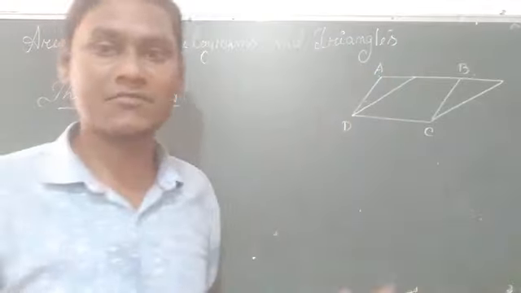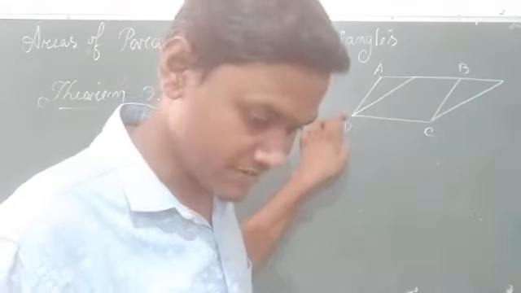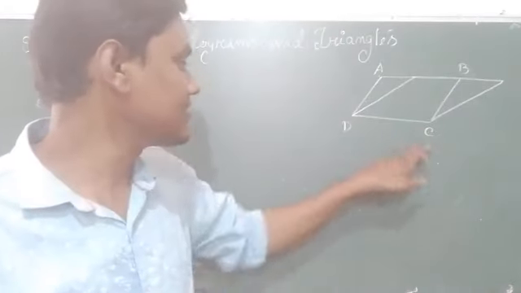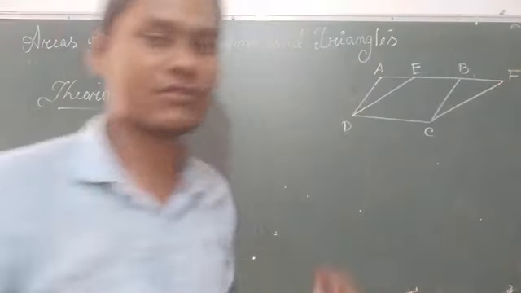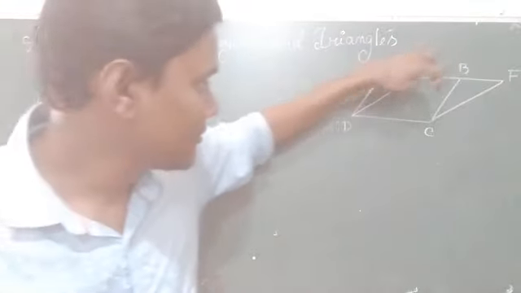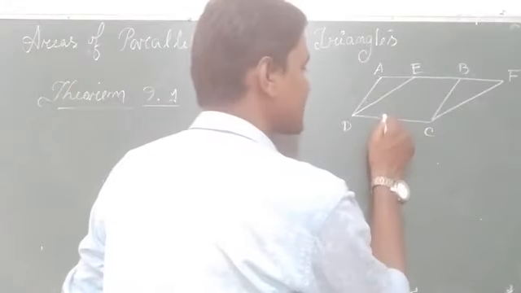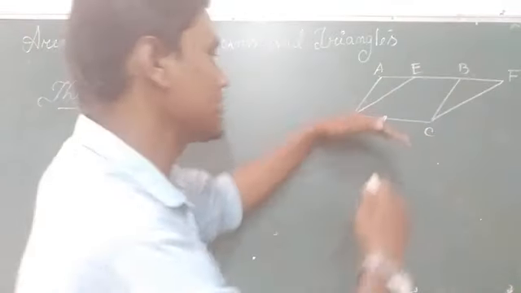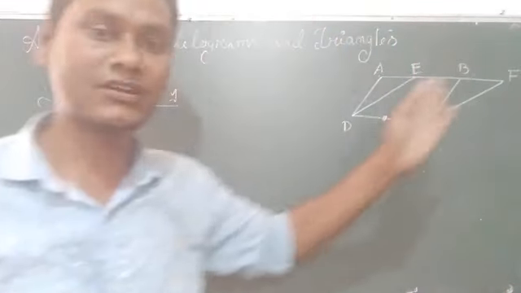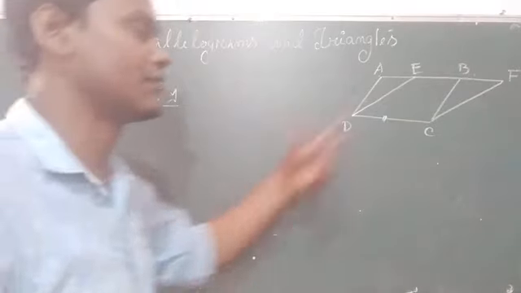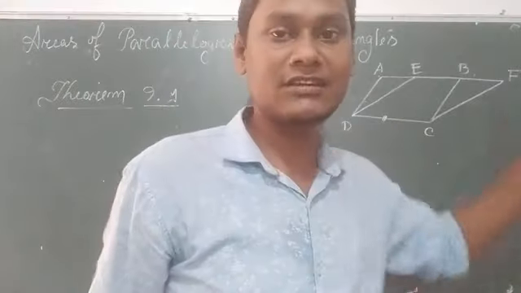In the figure, two parallelograms are there. One is ABCD, and another one starting from D we can call CDEF. ABCD and CDEF are the two parallelograms lying on the same base CD, and between the same parallels CD and AF. So these are the two figures lying on the same base and between the same parallels. Now what do I have to prove? I have to prove that area of ABCD is equal to area of CDEF.